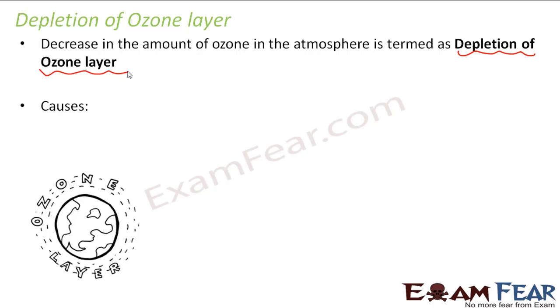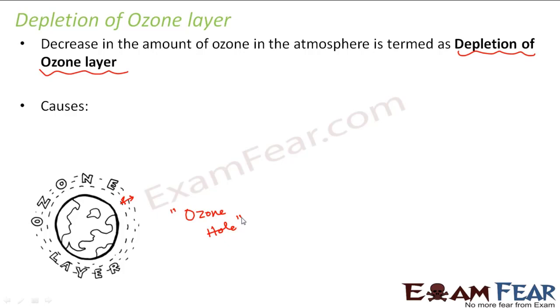Now what is the cause for this depletion? Why is the amount of ozone decreasing? Basically, when we say that the amount of ozone is decreasing, what we are trying to say is that the thickness of the ozone layer is decreasing. Let us suppose this is the Earth and this defines the ozone layer. So this thickness of the ozone layer is decreasing. This decrease in thickness of the ozone layer is also known as the ozone hole, that means a hole created in the ozone layer.